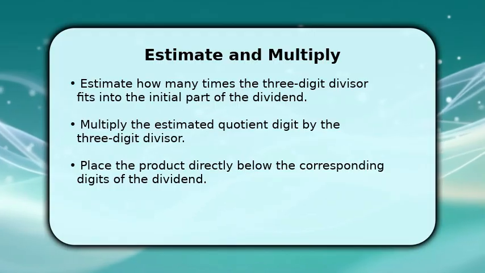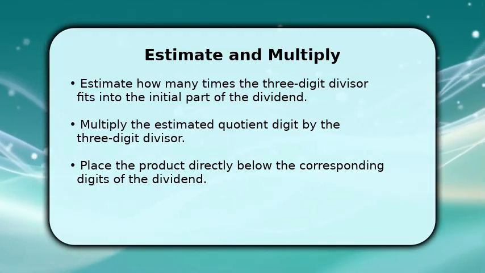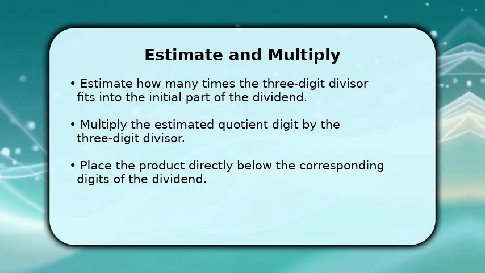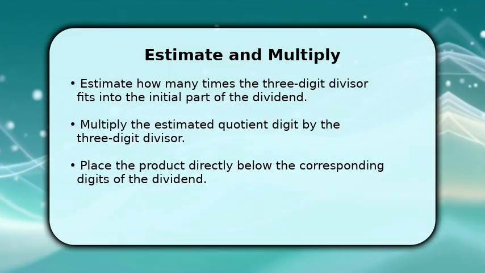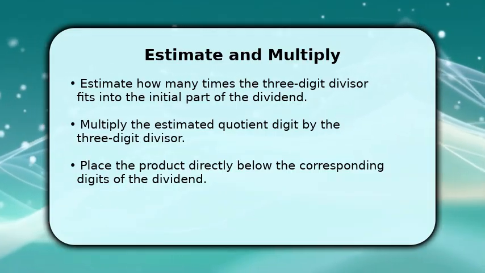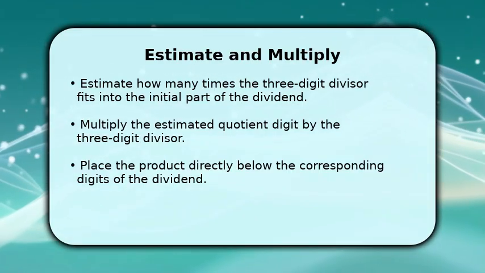Once your problem is set up, the next key step is estimation. Consider how many times your three-digit divisor can go into the first few digits of your dividend. For example, if dividing by 250, how many times does it fit into, say, 780?